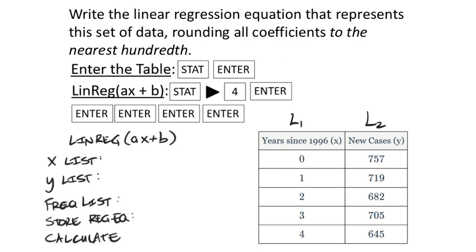Now we got this screen right here, right? Now I have my x list. That's this one, my list 1 right there. Years since 1996, that's list 1. So I just want to make sure that shows L1. And then list 2 is my new cases. That's my y values, which is the next line. I just want to make sure that shows L2, which it should. It should come already equipped with that. So once I see that, I push enter, enter, enter, enter, enter, and then it will give us this next slide.